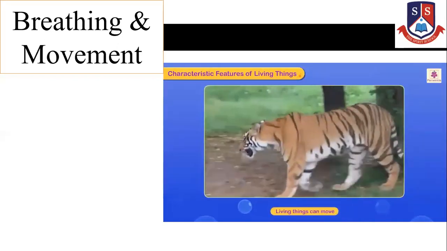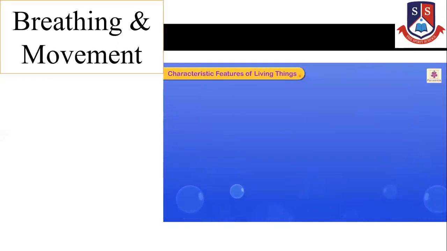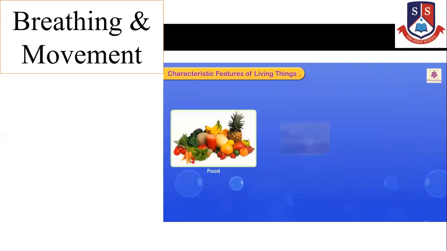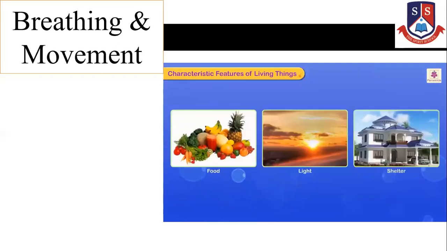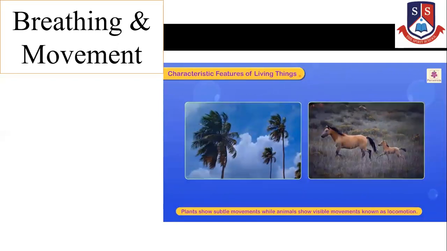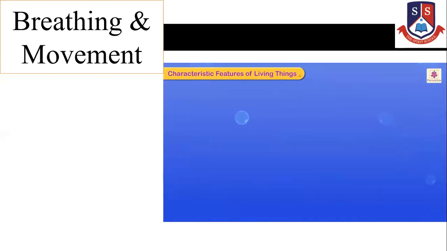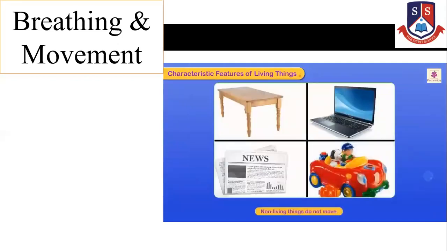Living things can move. Living things move in search of food, light, and shelter. Plants show subtle movements while animals show visible movements known as locomotion, like walking, running, etc. Non-living things do not move.